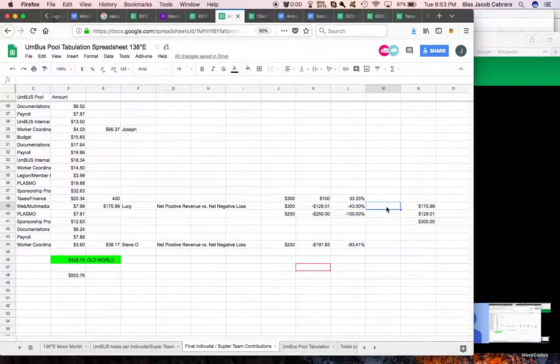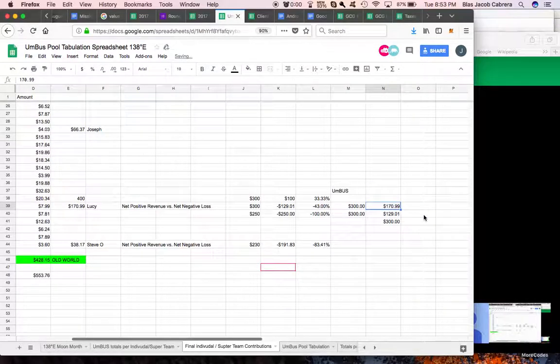So this is going to be 300, 300, and then this is 170, and this is 129. Okay, so her total UmBUS budget is 300, but she has broken it down into two layers.